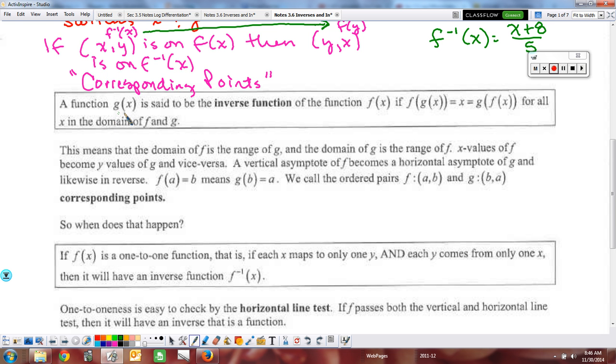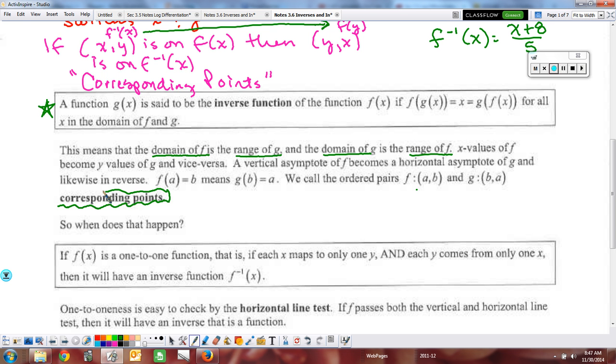All right, so a function g of x is the inverse if f of g of x and g of f of x equal x, which is what we highlighted above. And we want to make sure that we recognize the domain of f is the range of g, and the domain of g is the range of f. If you switch x and y, you are switching your domains and ranges. Your x values become the y values and vice versa. If you have a vertical asymptote on f, it's a horizontal asymptote on g, and so on. And if f of a equals b, that means g of b equals a, so we have corresponding points.